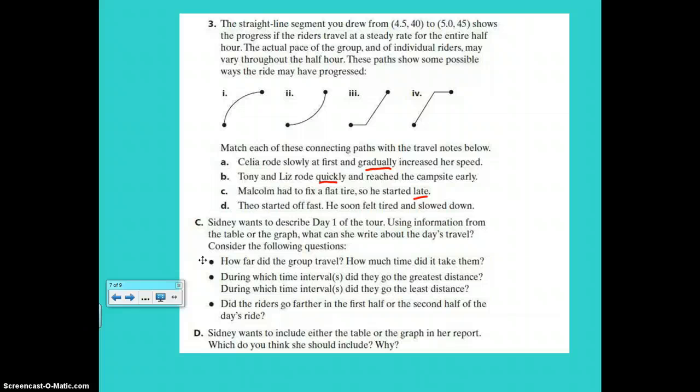In question D, Sydney wants to include either the table or the graph in her report. Which do you think she should include? Why? So she only can pick one. Which one should she use? Don't forget to explain why.